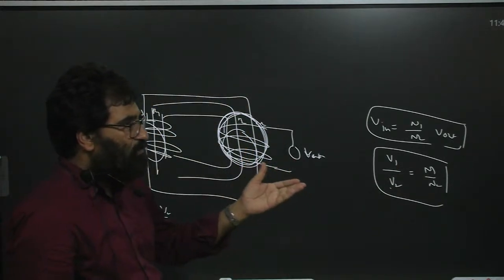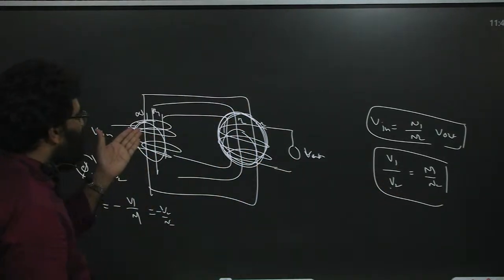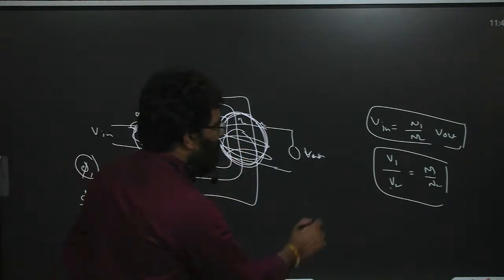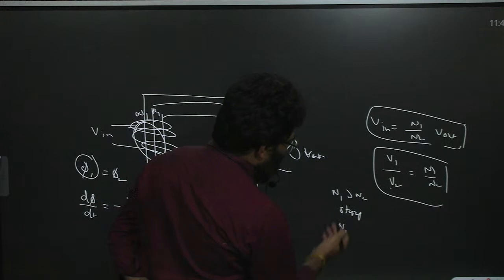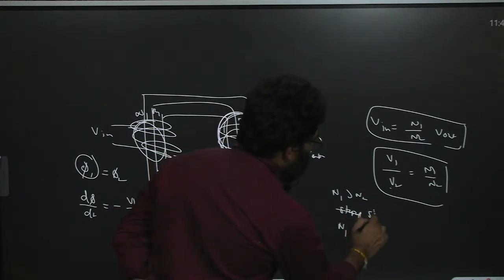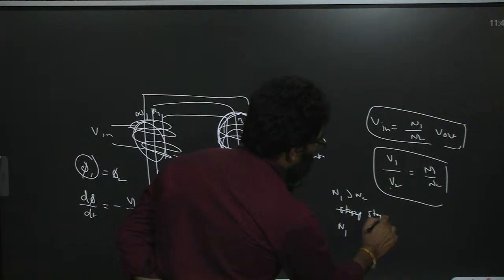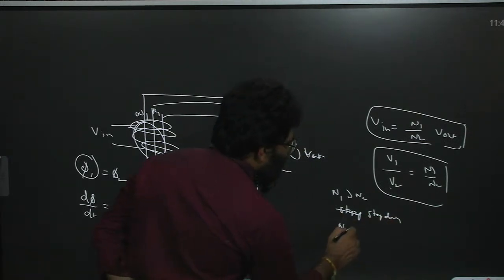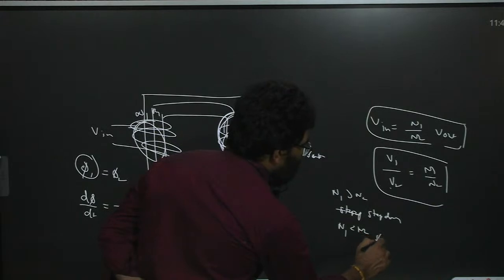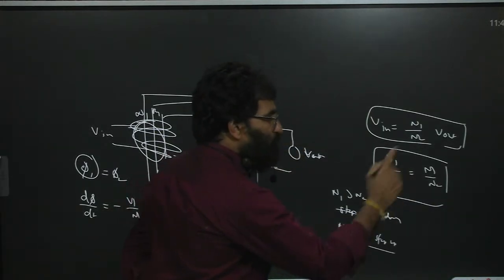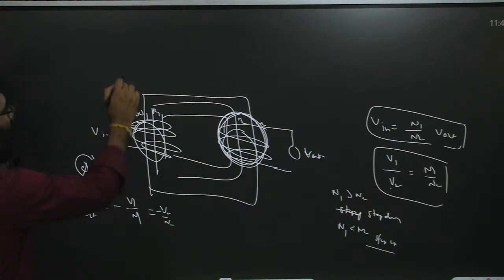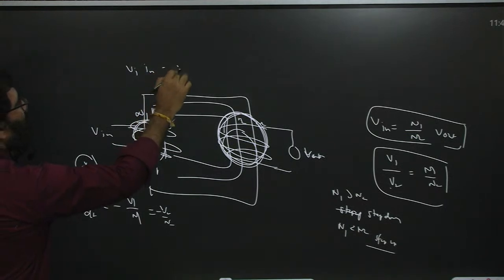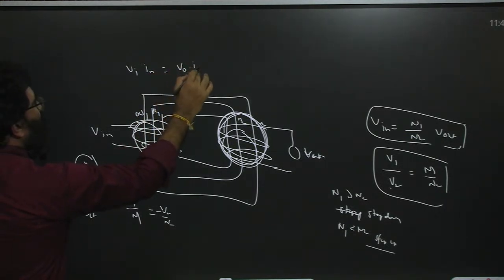What is a step up transformer? If N1 is greater than N2, it is step down. If N1 is less than N2, it is step up, and N2 will be more than that. So the output voltage is more than the input voltage, but the power remains the same. V input into I input is equal to V output into I output, always the same.